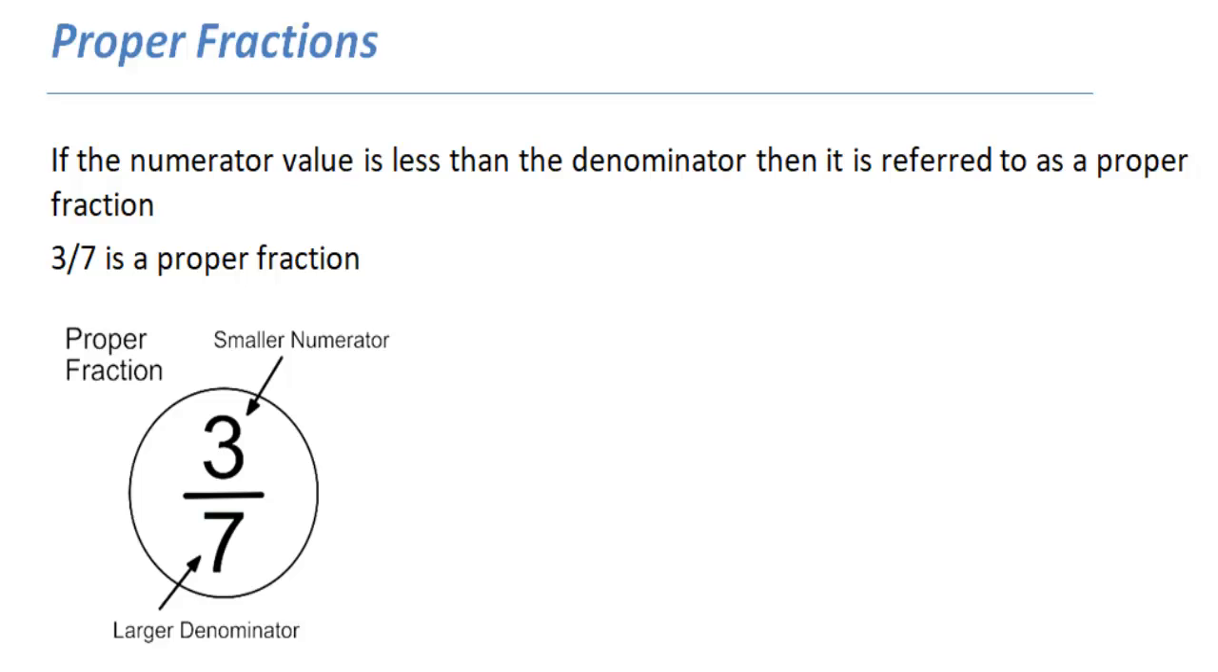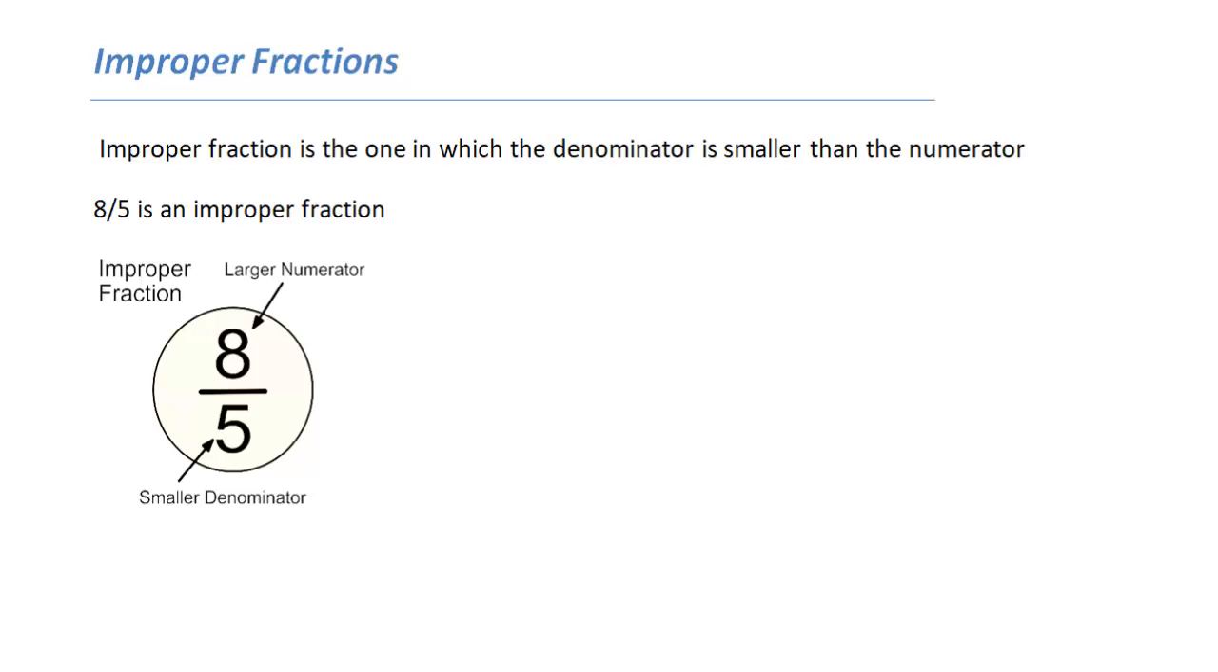Proper fractions. If the numerator value is less than the denominator, then it is referred to as a proper fraction. 3 by 7 is a proper fraction. Improper fractions. Improper fraction is the one in which the denominator is smaller than the numerator. 8 by 5 is an improper fraction.